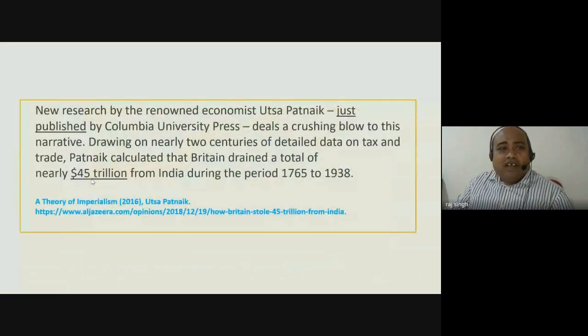I always quote this one also. Professor Utsa Patnaik from JNU did a very careful estimation using tax and trade data. She calculated that between 1765 and 1938, the British took out around $45 trillion from India, which is half of the economy if you estimate it in present-day terms. So what was the reason that we had so much money at that time? I will give you a glimpse of it in the next slides.